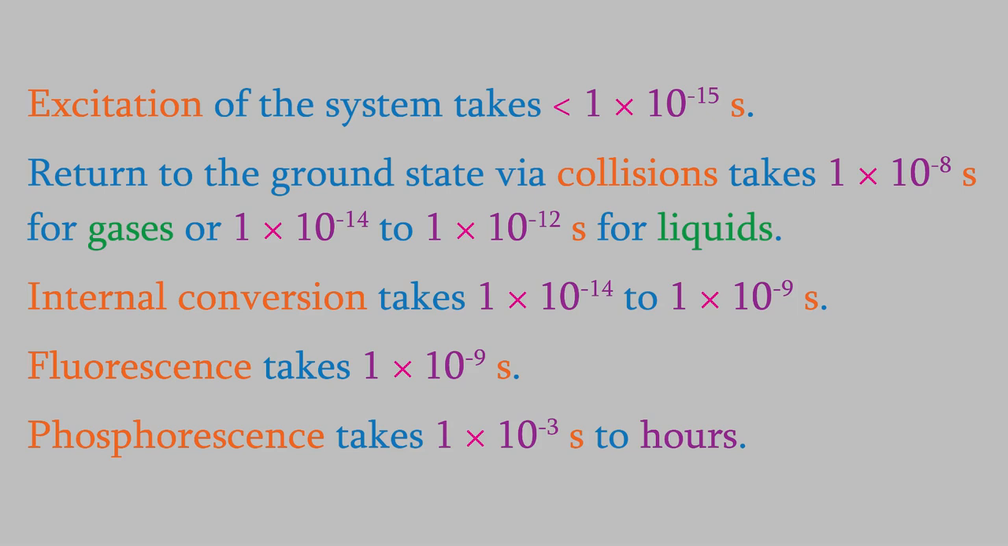Well, that's enough new material for now. In the next video, we'll look more at the different kinds of electronic states, including singlets and triplets, and we'll see what exactly those mean and how to identify them.